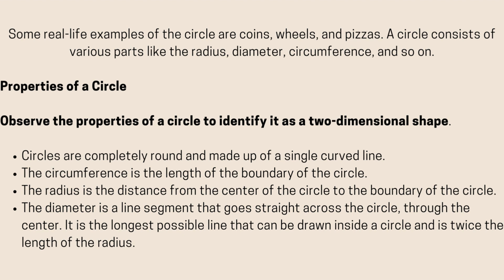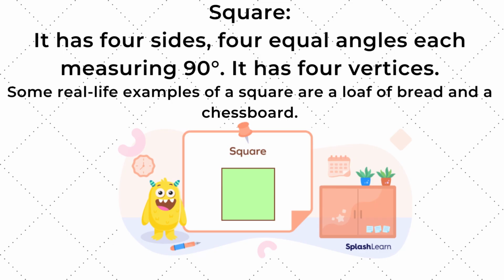Now, what about the properties of the circle? Circles are completely round and made up of a single curved line. The circumference is the length of the boundary of the circle. The radius is the distance from the center of the circle to the boundary of the circle. The diameter is the line segment that goes straight across the circle through the center. It is the longest possible line that can be drawn inside the circle and is twice the length of the radius.